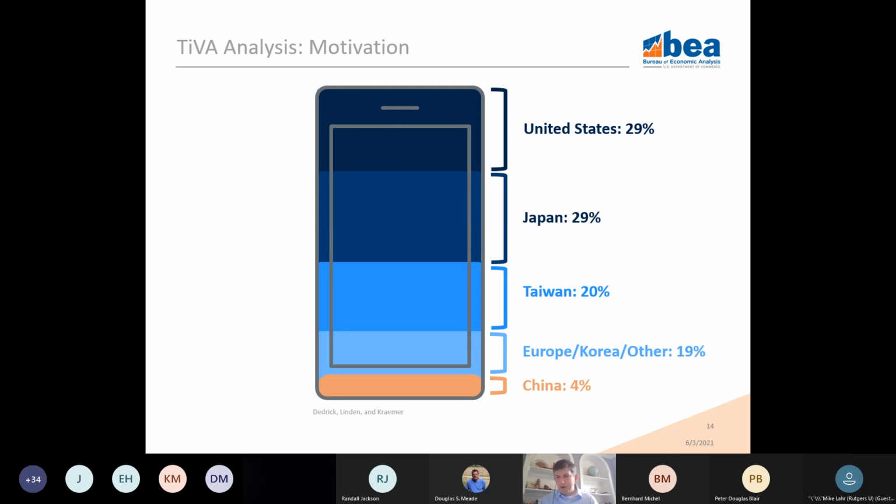And this, of course, is a reflection of what we already know, that the iPhone is assembled in China, but is comprised of components that are made throughout the world. So TiVA statistics provide us with this unique view of the supply chain that we don't get from other statistics.